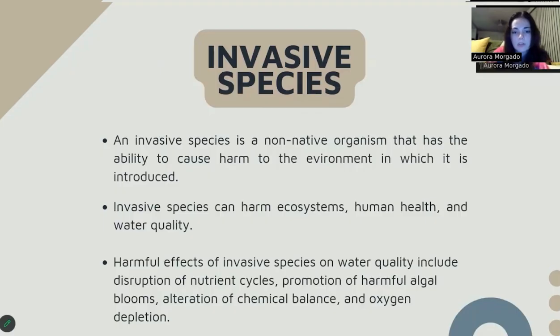When invasive species are introduced, they often outcompete native organisms for resources, throw off natural balances, and alter water chemistry in ways that are really hard to reverse. For example, they can disrupt nutrient cycles, promote harmful algal blooms, and reduce oxygen levels in the water, which makes it harder for native species to survive. We'll break all of that down further, but the takeaway here is that once an invasive species gets a foothold, it's incredibly difficult to control or remove.